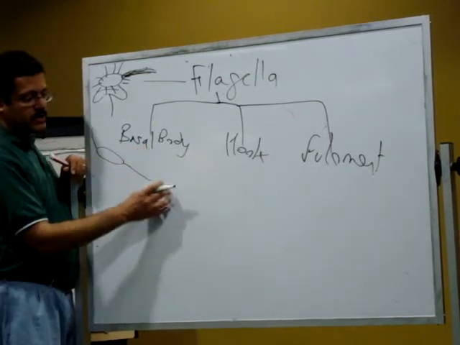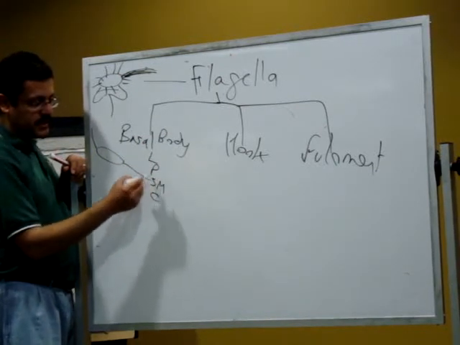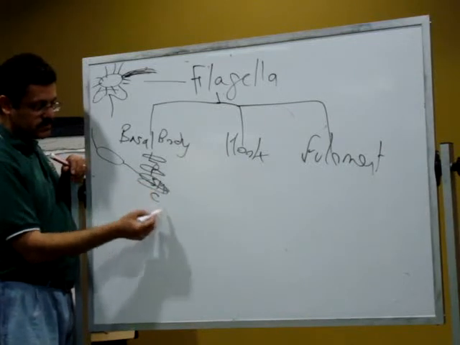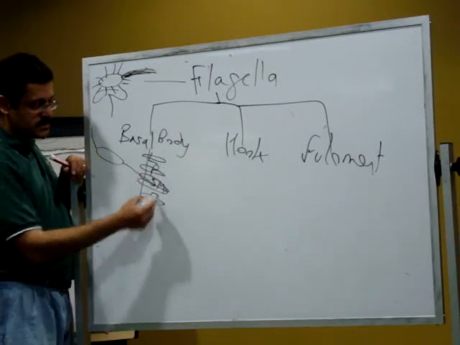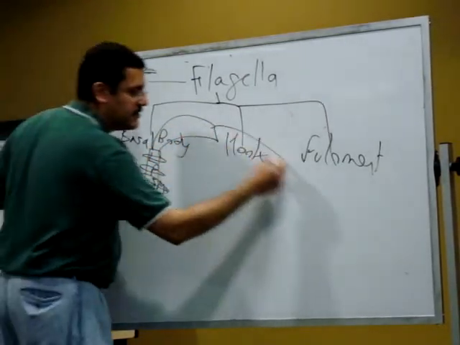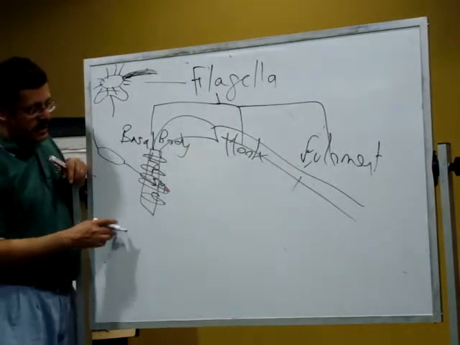The basal body is rings on a rod. You have the L, P, S, M, C. These are the rings, right? Then you have the hook, and then you have the filament, which extends all the way out. I'm drawing them on top of each other, but hopefully you're following.